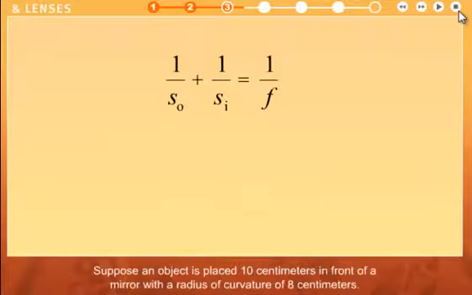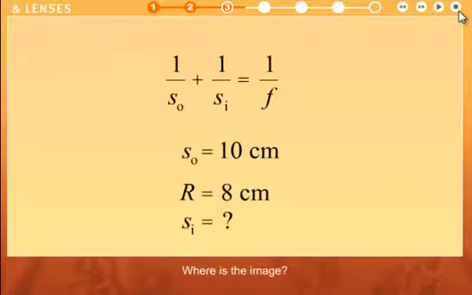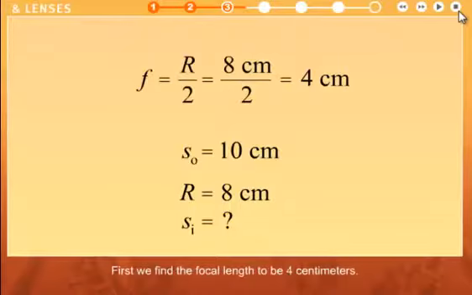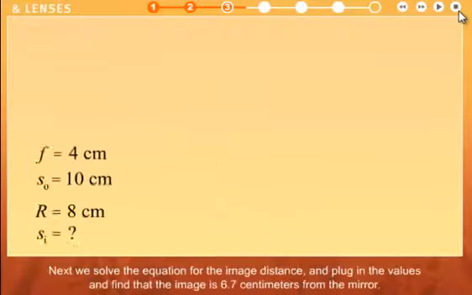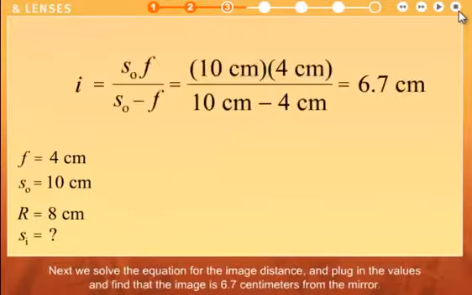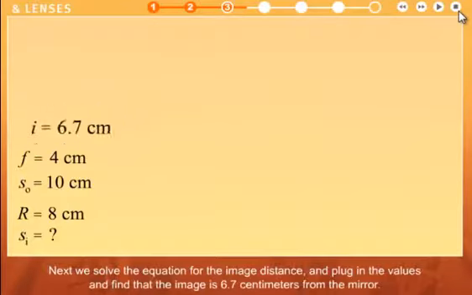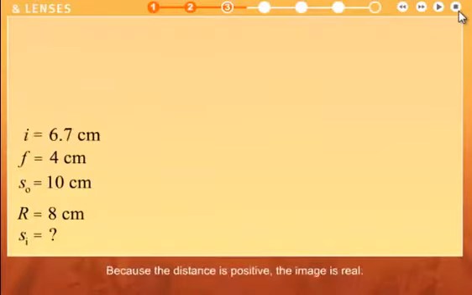Suppose an object is placed 10 centimeters in front of a mirror with a radius of curvature of 8 centimeters. Where is the image? First, we find the focal length to be 4 centimeters. Next, we solve the equation for the image distance and plug in the values and find that the image is 6.7 centimeters from the mirror. Because the distance is positive, the image is real.